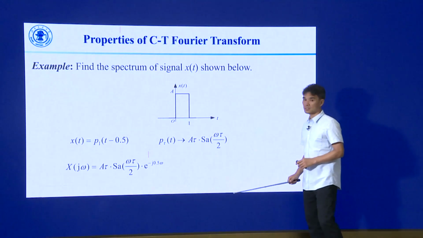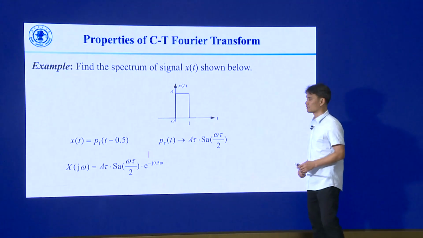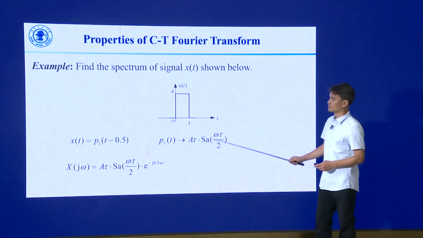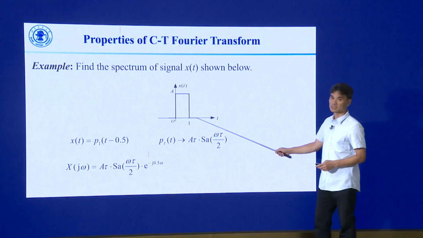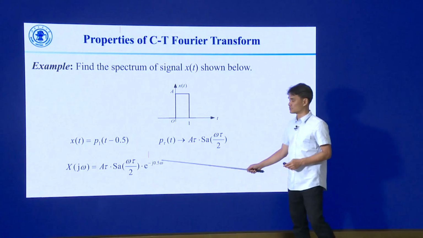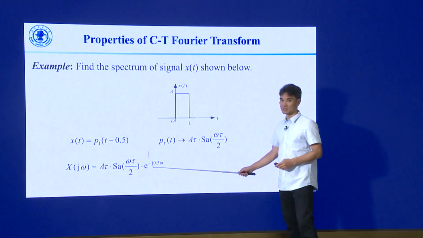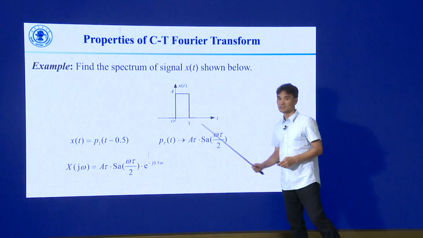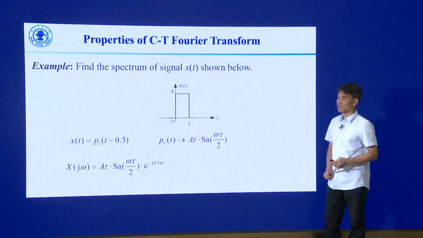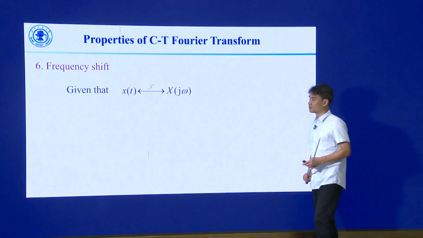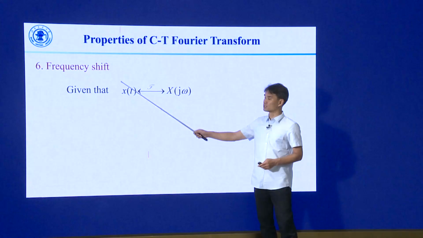Then using the time shift property, we can figure out the spectrum for this time shifted rectangle signal as this phase shift of the spectrum of the standardized rectangle signal. It's quite straightforward. The next property is called frequency shift.